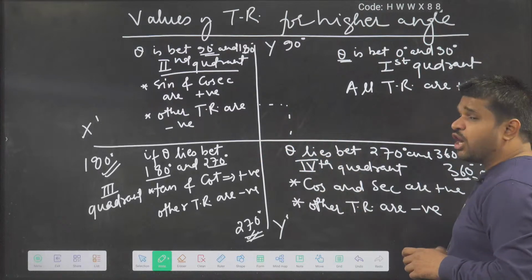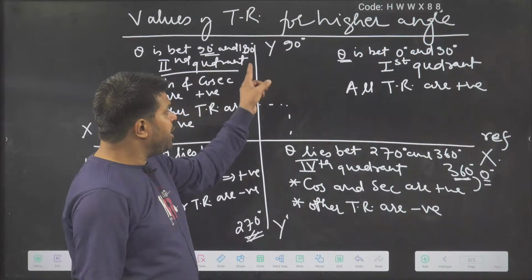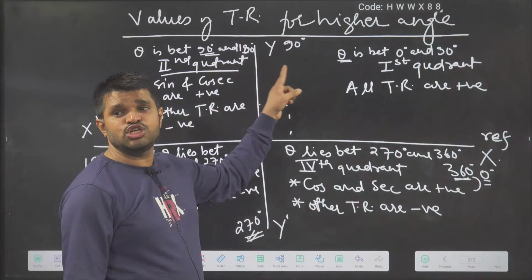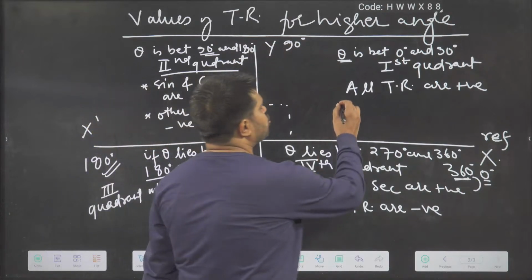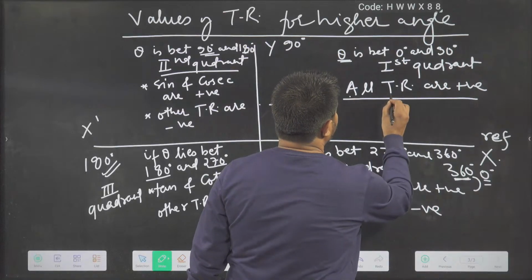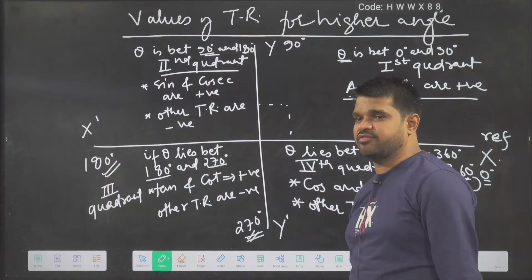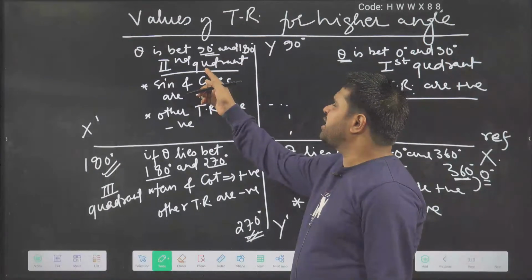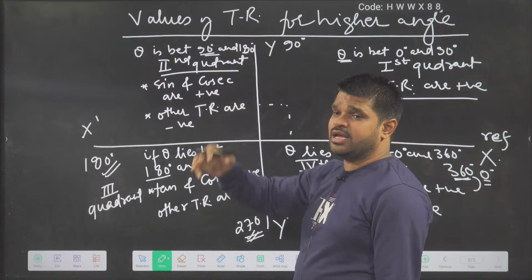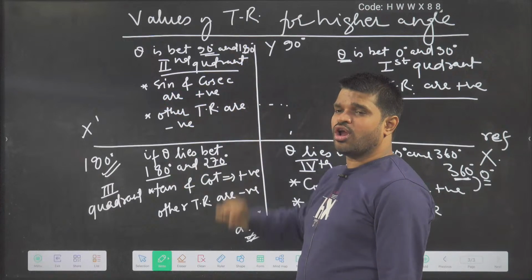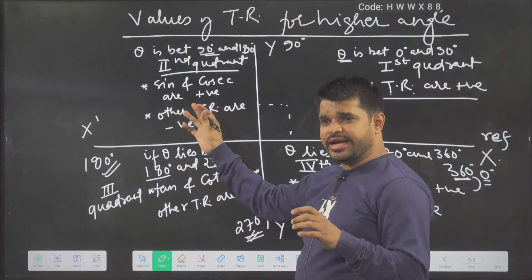So angle of x-axis is again what? 360. Okay. Now, if the angle is from 0 to 90, we call it a first quadrant angle. For a first quadrant angle, all trigonometric ratios are positive. All six of them are positive. For a second quadrant angle, when the angle lies between 90 and 180, sine and the reciprocal of sine, that is cosec, are positive. All other four are negative.